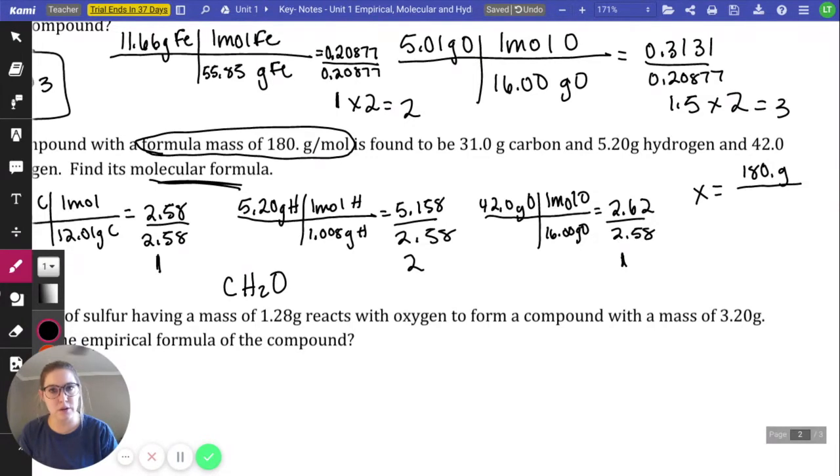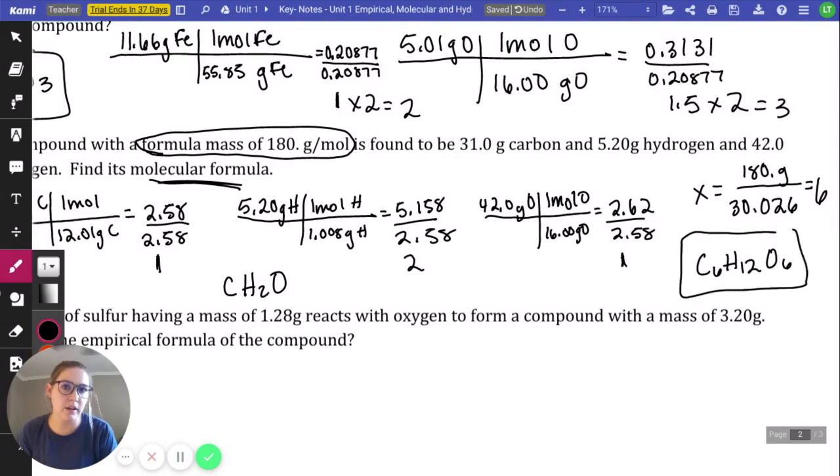So carbon is 12.01 plus 2 times 1.008 plus 16. Add those all up, and I got that my molar mass would be 30.026. Divide by that, gives us our factor. Should be a whole number. So I got 6. I think it was like 5.98 or something like that, so rounds up to 6. All right, and then I'm just going to multiply my subscripts by that factor. So C, instead of 1, it would be C6, H12, O6. And there's my molecular formula.